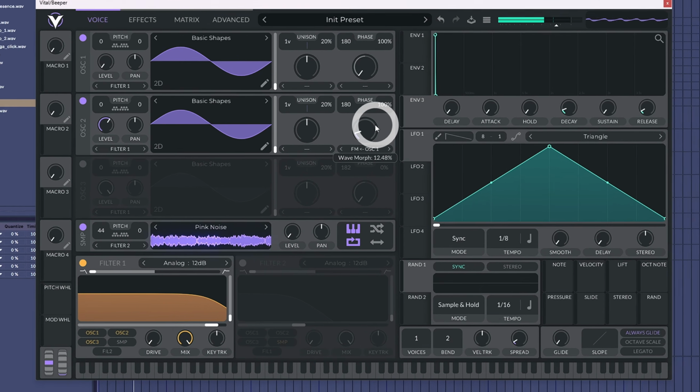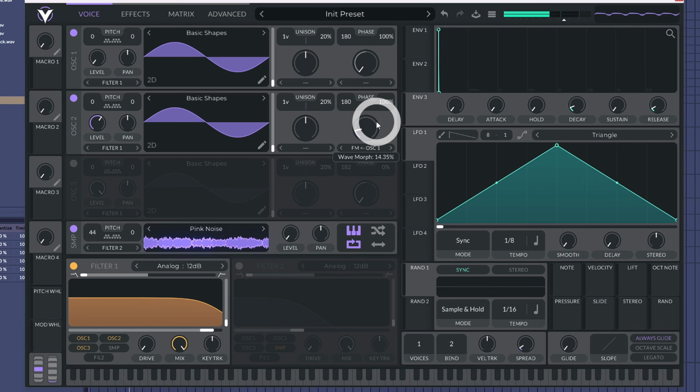Let's start with some FM. Frequency modulation is a form of intermodulation distortion. But we normally modulate from an oscillator which is higher than the one we are hearing, giving us those classic bell tones. But if we go the opposite way and mix in just a little, we can add a nice textured growl to this otherwise simple sound.